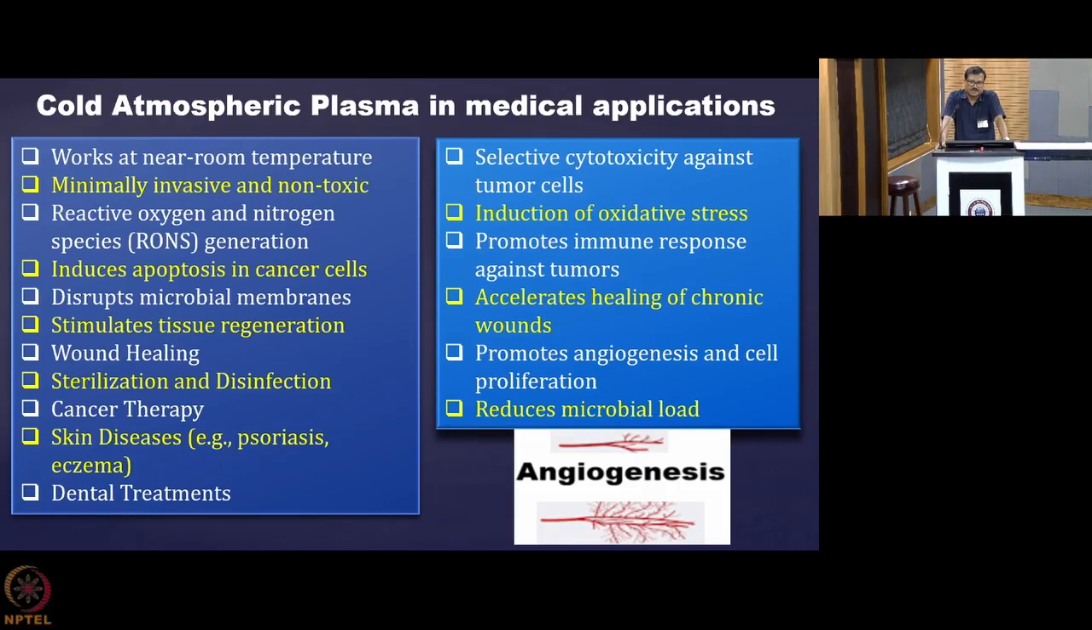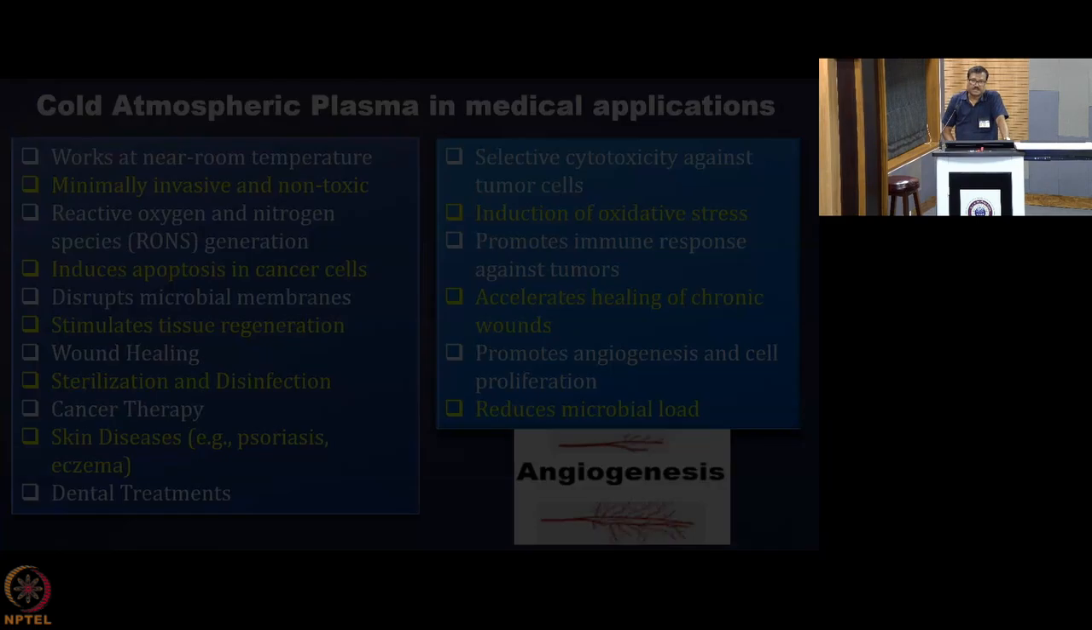So it induces oxidative stress, promotes immune response against tumor, accelerates healing of chronic wounds, promotes angiogenesis and cell proliferation, and reduces microbial load. Angiogenesis is basically growing more of these veins in the tissues, for a healthy environment for the circulation of blood and others. So it can easily reduce the microbial load. So cold plasma application is helping in a significant way in the biomedical areas.